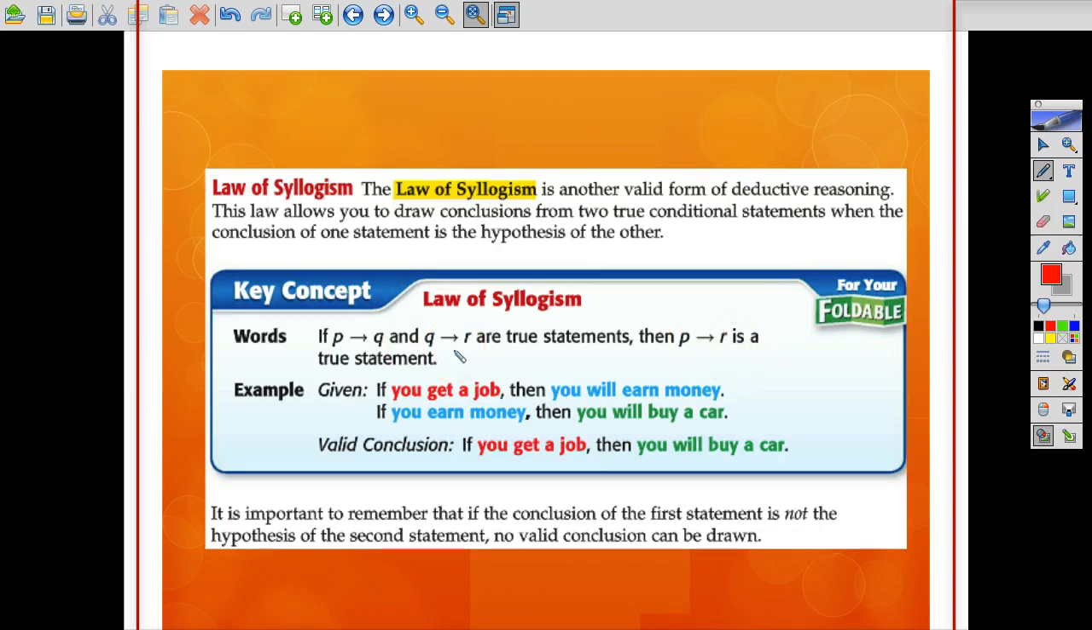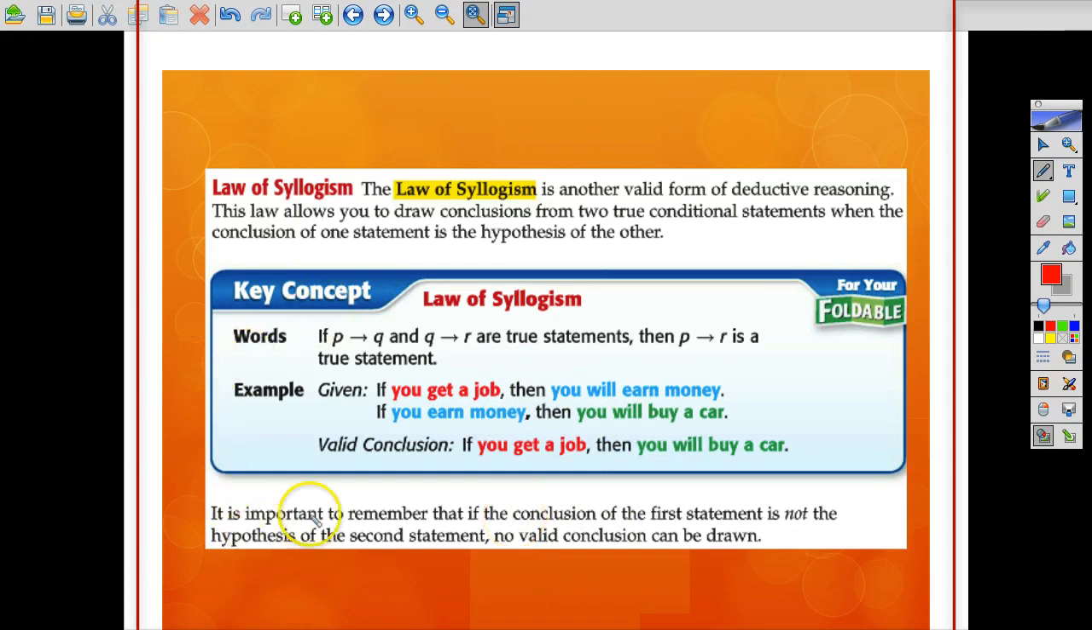All right, this will make more sense with the example. If you get a job, then you will earn money. If you earn money, then you will buy a car. Therefore, if you get a job, then you will buy a car. Okay, do you see how it just transfers?